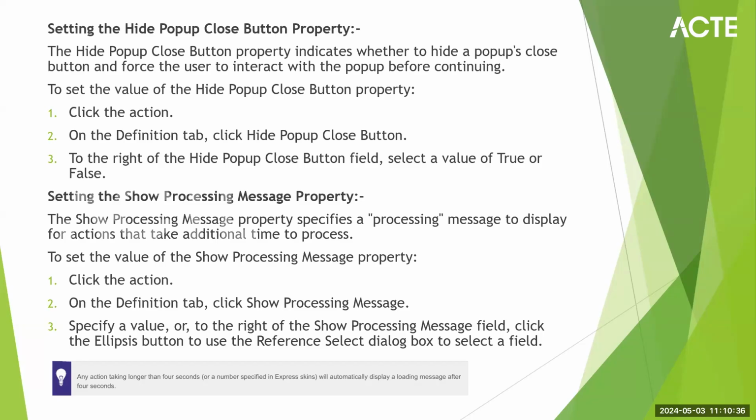Next, setting the hide pop-up close button property. What will this do? The hide pop-up close button property indicates whether to hide a pop-up close button and force the user to interact with the pop-up before continuing. For example, there will be no close button available when you open the pop-up if you want to hide that close button.